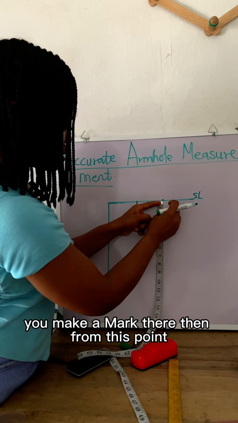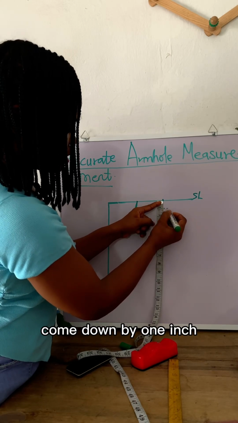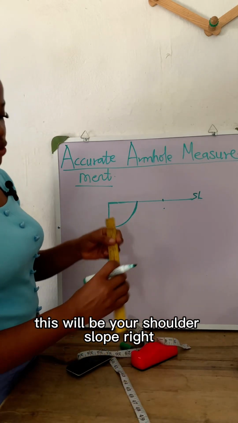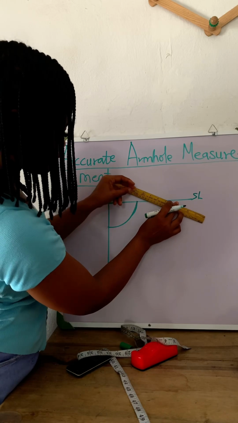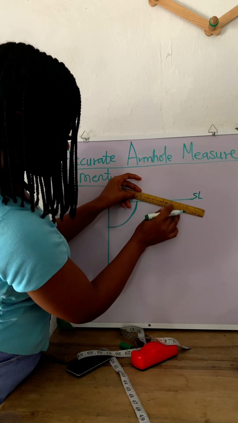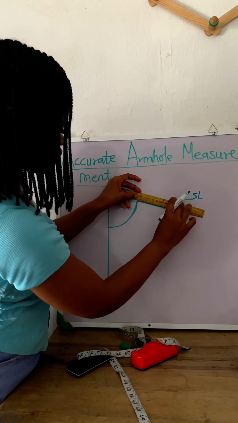From this point, come down by 1 inch. This will be your shoulder slope, right? So this will be your shoulder slope.